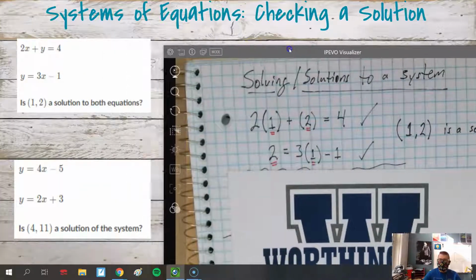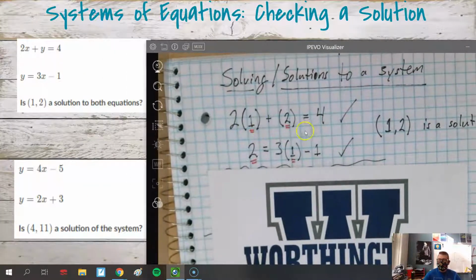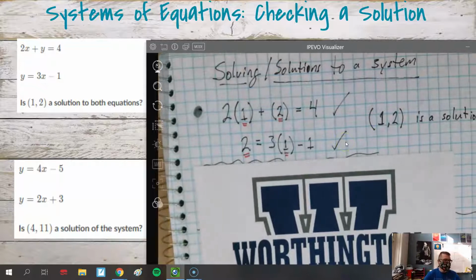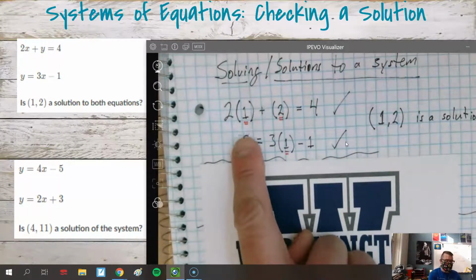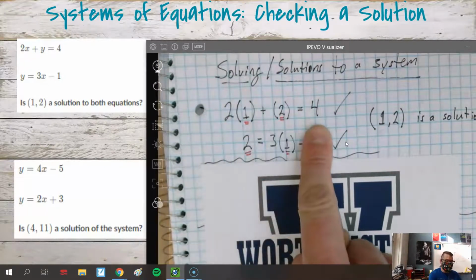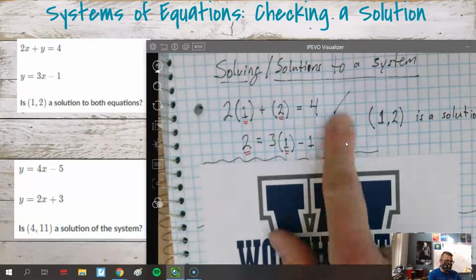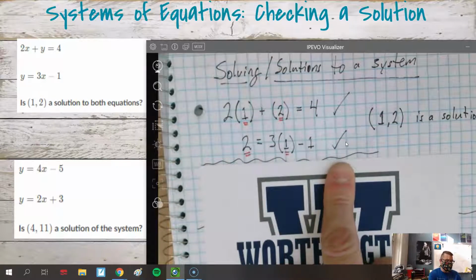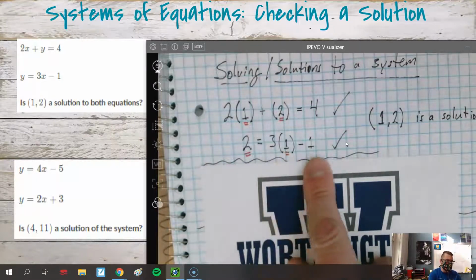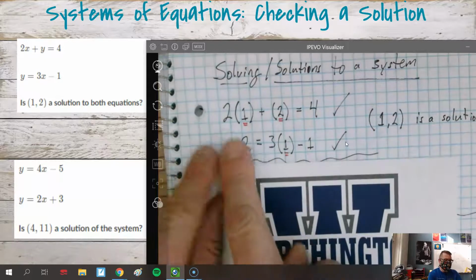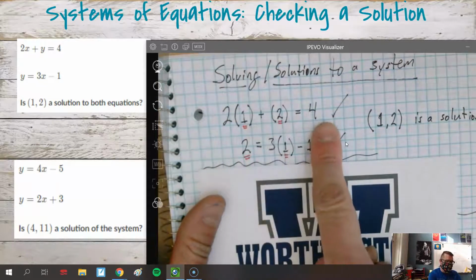The trapdoor is going to come down to one of these points, like the point 1, 2 that we test right here. It could solve for one of the equations and not solve for the other one. So here it does solve for both of them correctly. We do come out with equal values because 3 times 1 is 3 minus 1 is 2. So yay! 2 times 1 is 2 plus 2 is 4.